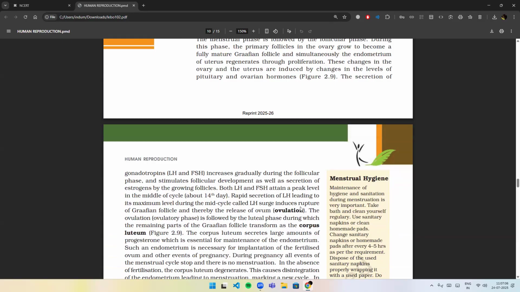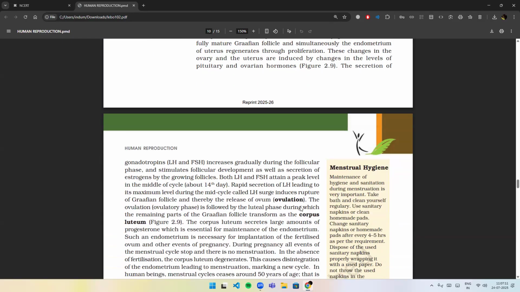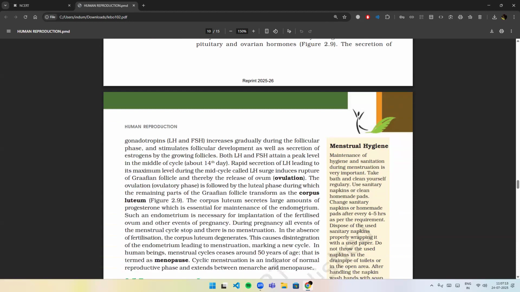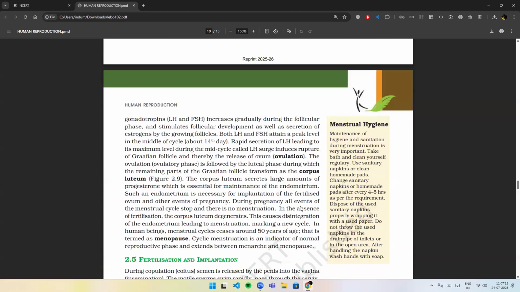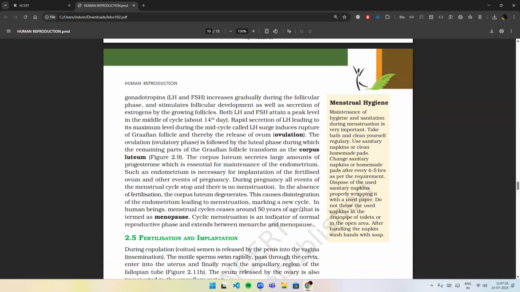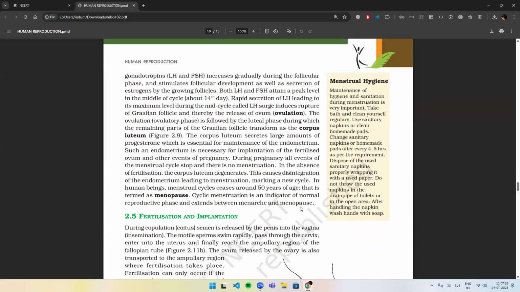The secretion of gonadotropins increases gradually during the follicular phase and stimulates follicular development as well as secretion of estrogens by the growing follicles. Both LH and FSH attain a peak level in the middle of cycle, about 14th day. Rapid secretion of LH leading to its maximum level during the mid-cycle, called LH surge, induces rupture of Graafian follicle and thereby the release of ovum.